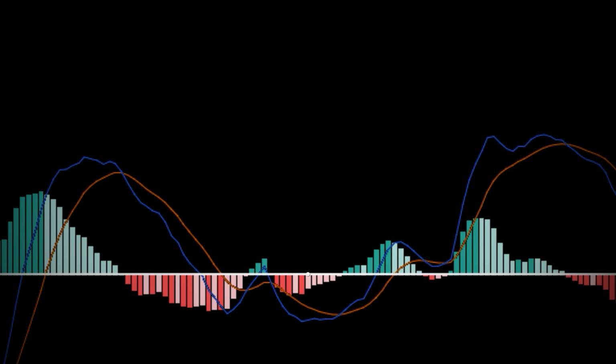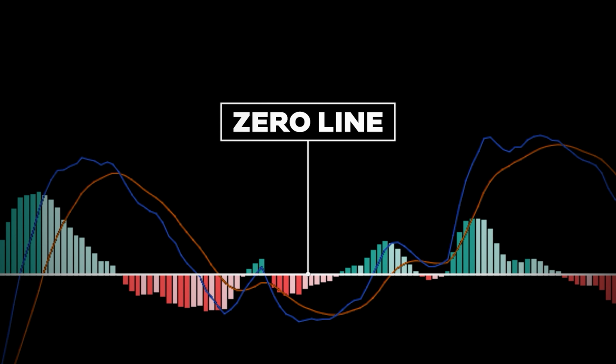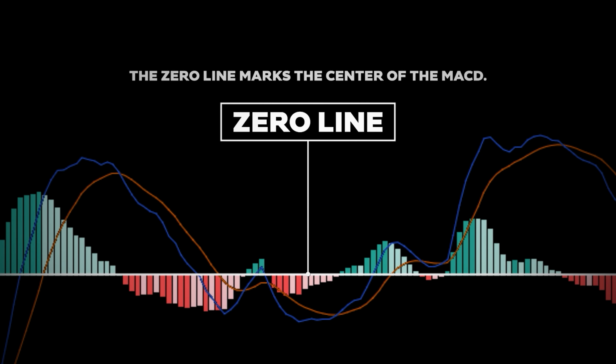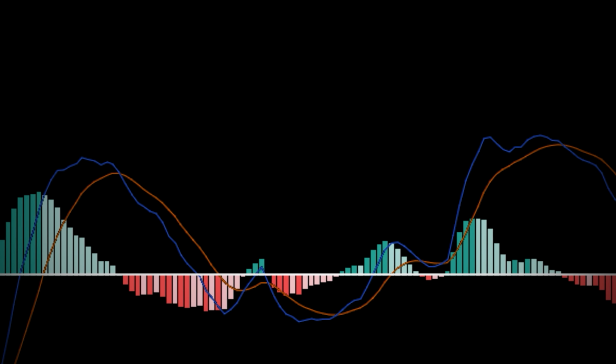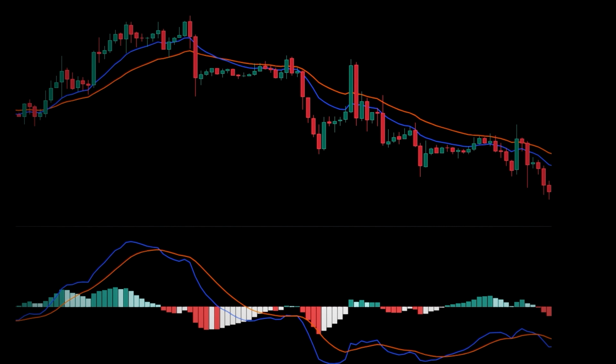And finally, the last element of the MACD is the zero line. The zero line marks the center of the MACD indicator and provides a basis for bullish or bearish signals. Now that we've covered the basic components of MACD, let's talk about how we can use this indicator in our trading. There are several ways to do this.